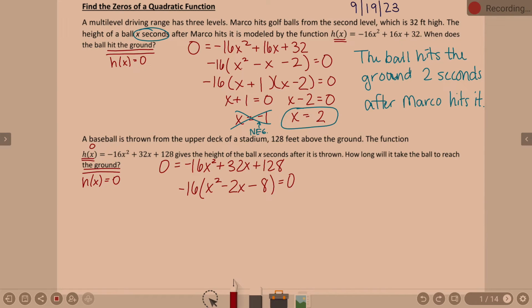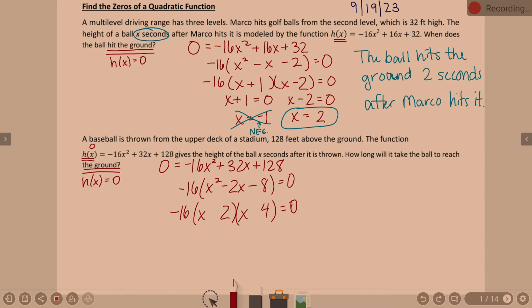We've got that -16 out front. Again, what I'm factoring starts with a 1x squared, right? So take advantage of it being an easier factoring problem. 2 parentheses, x squared breaks into x and x. I need numbers that multiply to -8, add to -2. So, 2, -2.